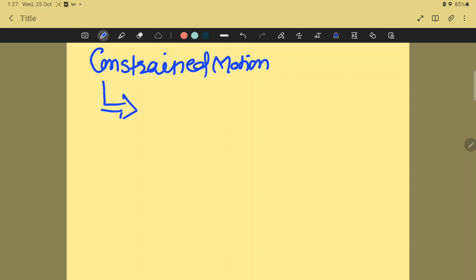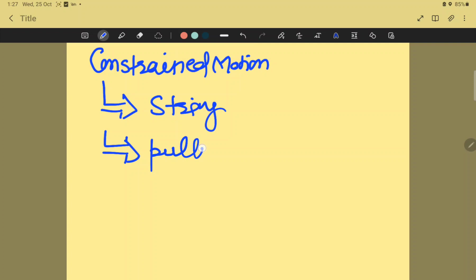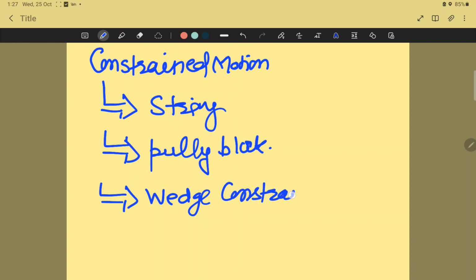there are three basic categories where the constraint motion question was asked earlier. First is string, second one is pulley block system, and third is wedge constraint. So these are the three main categories where we are going to see questions based on it, and I'm going to discuss them one by one.